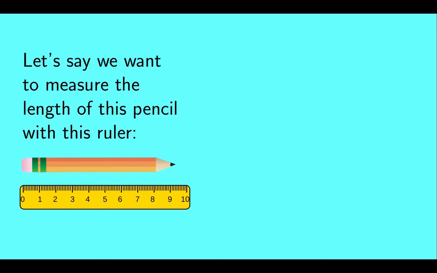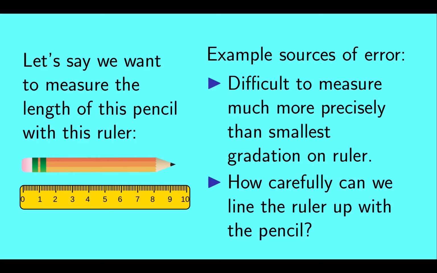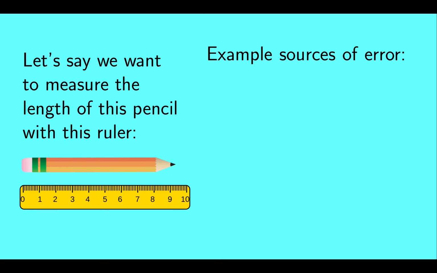Let's say we want to measure the length of this pencil with this ruler. Sources of error in this measurement include the following. The ruler has gradations that are only so small. It is difficult to measure much more precisely than the size of the smallest gradation. Also, just how carefully can we align the ruler and the pencil? And also, we can think of a few more exotic sources of error.